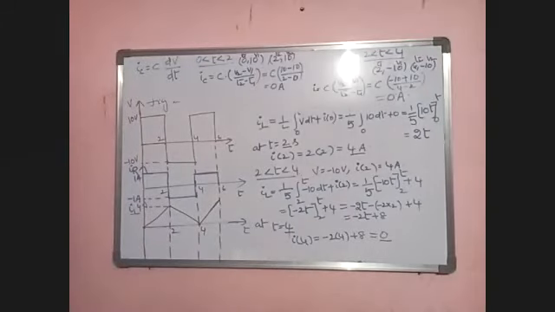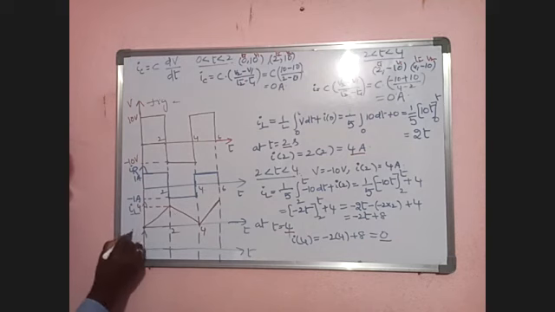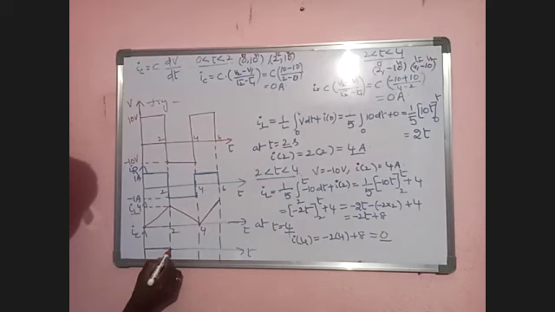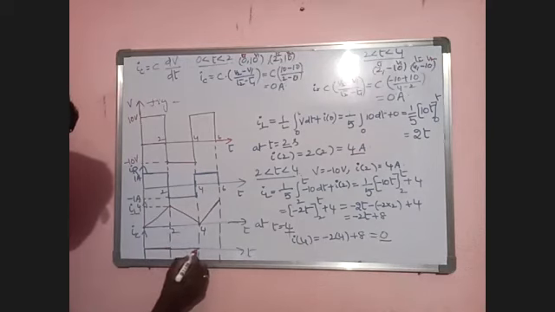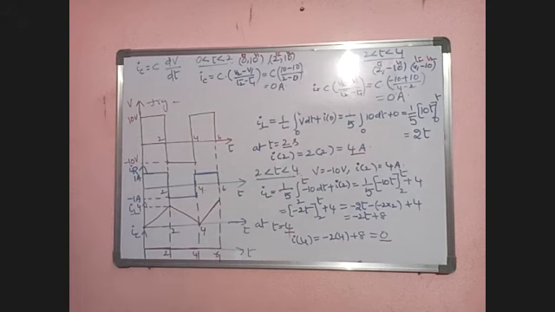So finally, here the I C is 0 from 0 to 2, and from 2 to 4 also 0. This is I C. In this way, one can calculate the values of I R, I L, I C for different types of networks.